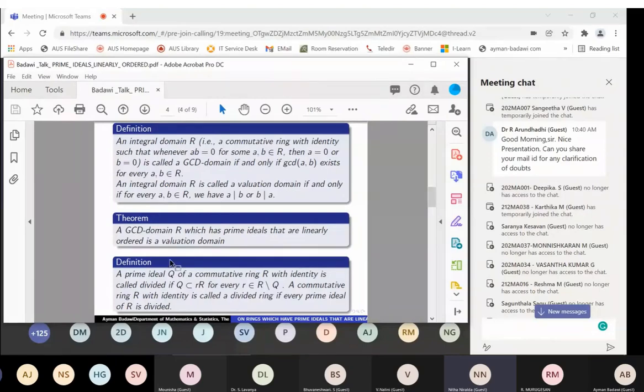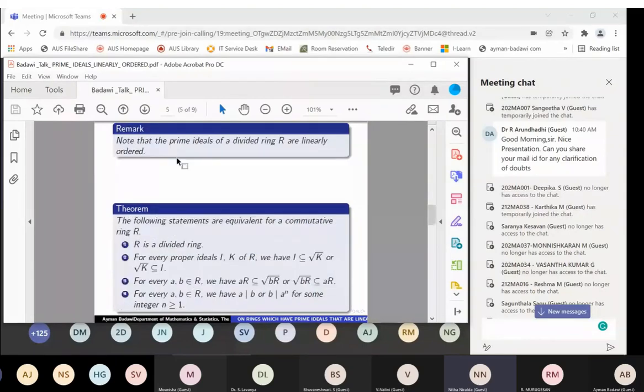Okay, so here is an observation. If you have a divided ring, what does that mean? Every prime ideal is divided. Then it's very easy to see that the prime ideals of a divided ring are linearly ordered. I mean, this follows just by definition. If you have a divided ring, then the prime ideals are linearly ordered.